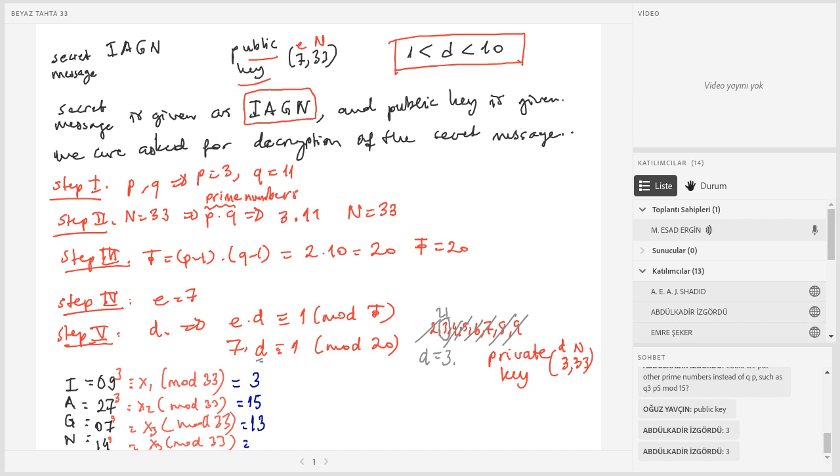For 14 power of 3, in modulo 33 it will be 5. So what is the letter for 3? It is C. For 15 it is O. For 13 it is M. And for 5 it is E.